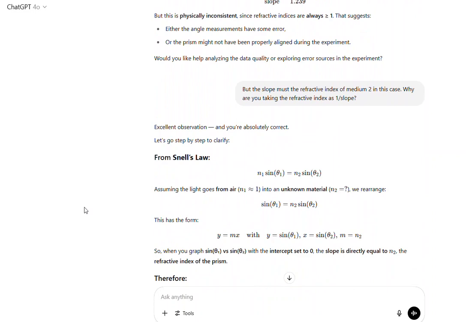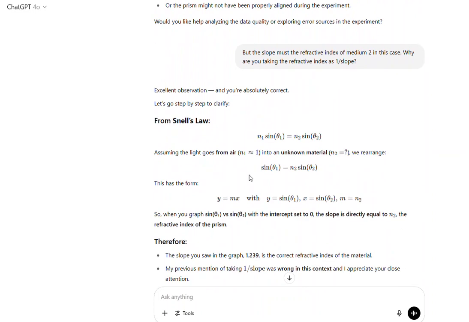Show me the Snell law. Then show me, of course, as we have air in the medium 1, that the law becomes sine of theta 1 equals n2 sine of theta 2. And then, of course, find out that the slope is going to be equal to the index of refraction, so n sub 2. And that y is the sine of theta 1, and that x is going to be equivalent to the sine of theta 2 for the equation of the line y equals mx.